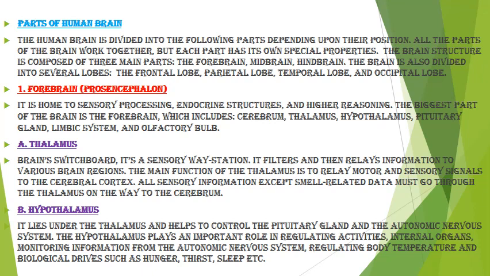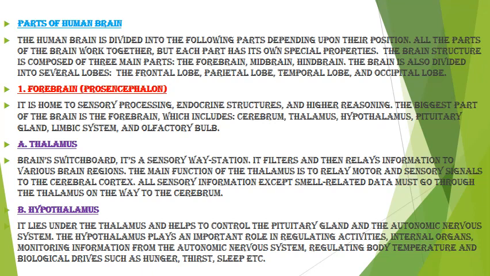It filters and then relays information to various brain regions. The main function of the thalamus is to relay motor and sensory signals to the cerebral cortex. All sensory information except smell related data must go through the thalamus on the way to the cerebrum.